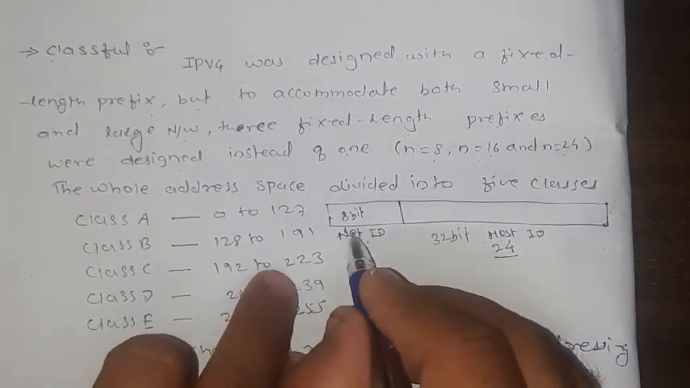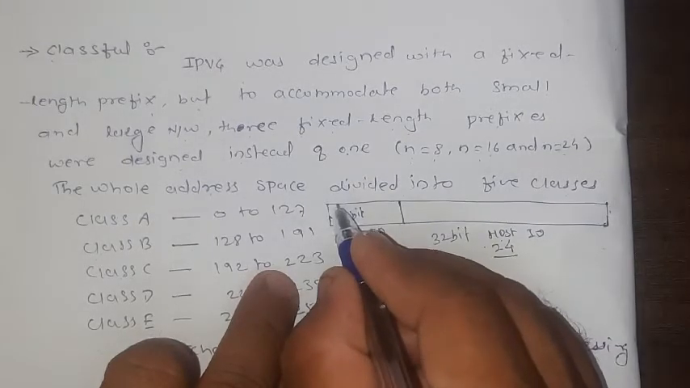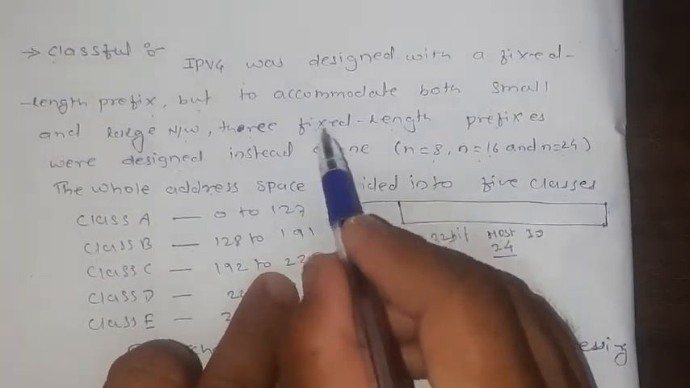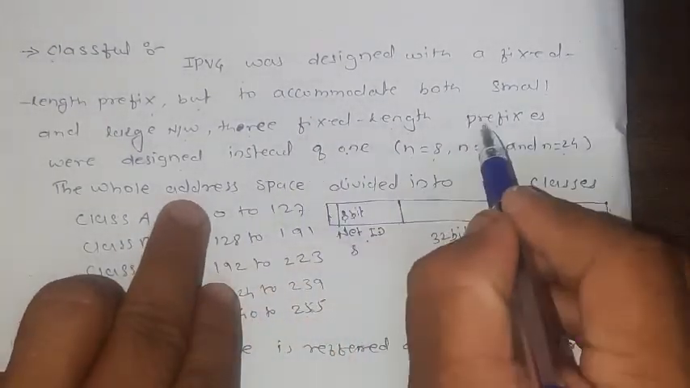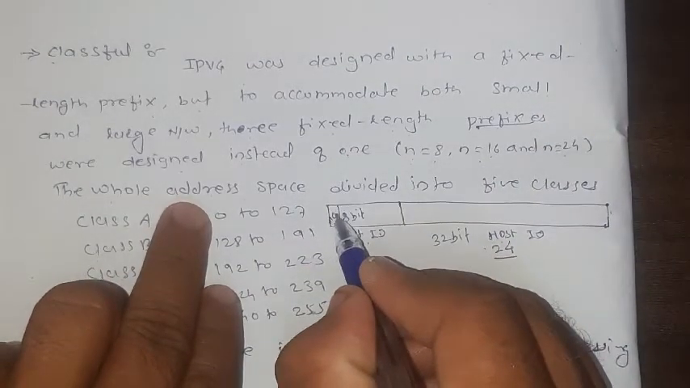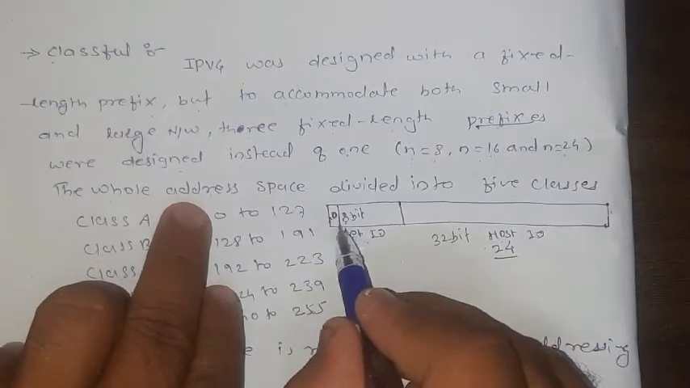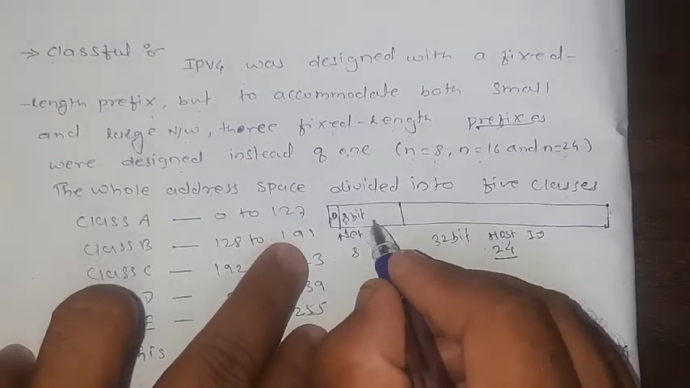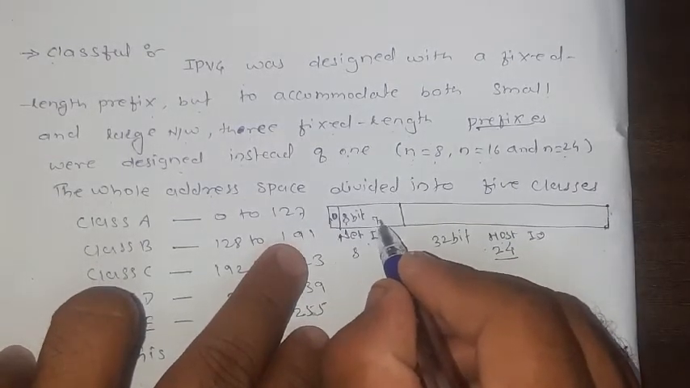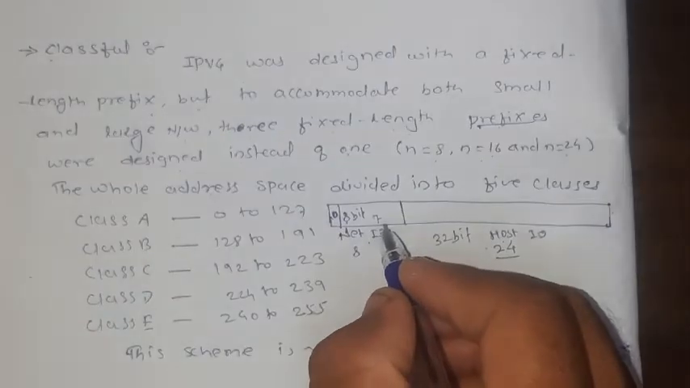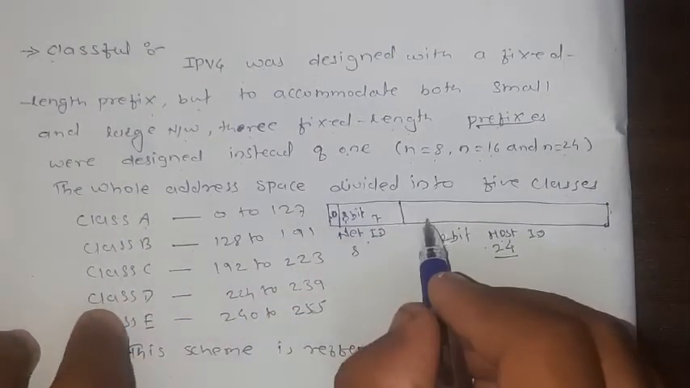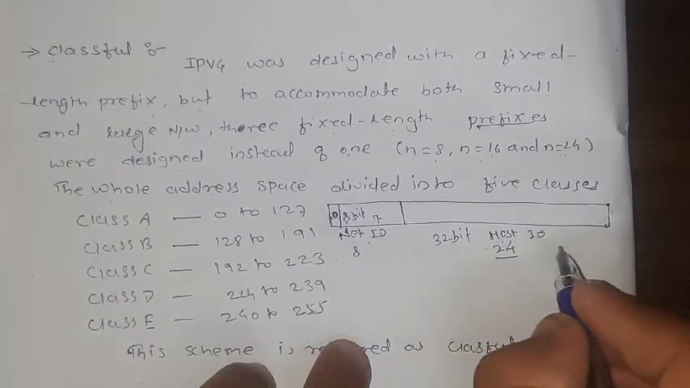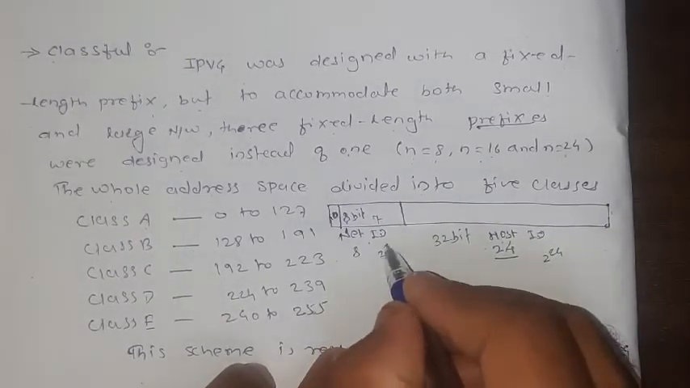In that 8 bits, the first bit is fixed, which is where we write the prefix. Here the first bit is the prefix 0, and after that 0 we have only 7 bits to make the network IDs in class A. Here the total host IDs are 2 raised to 24, and the network IDs 2 raised to 7.